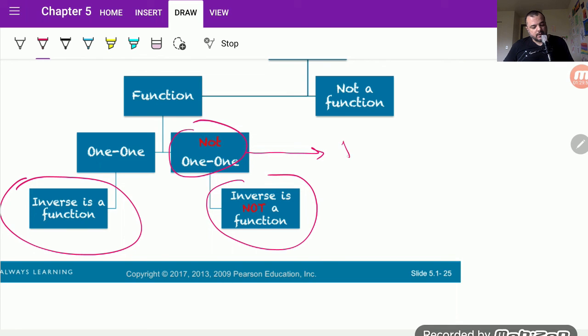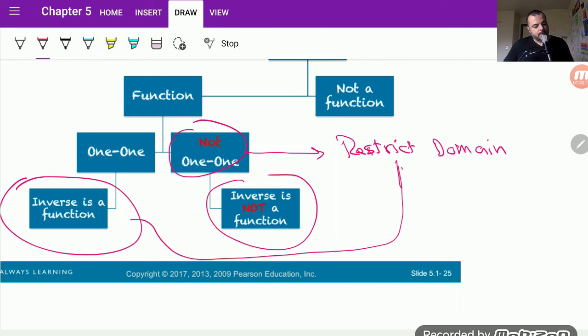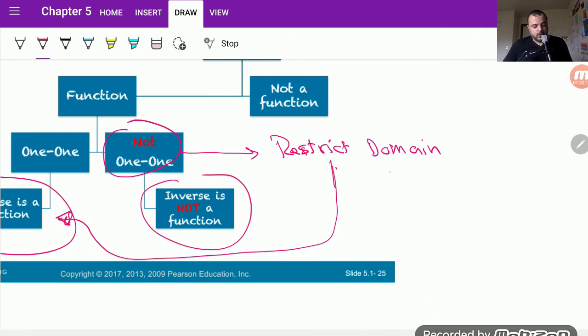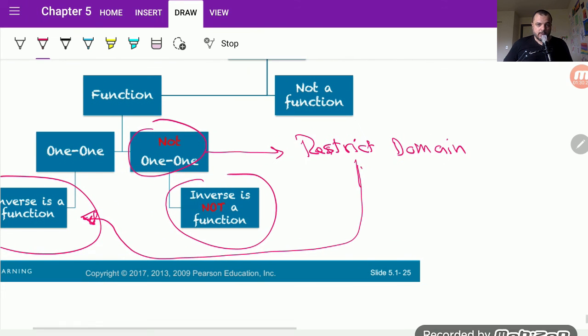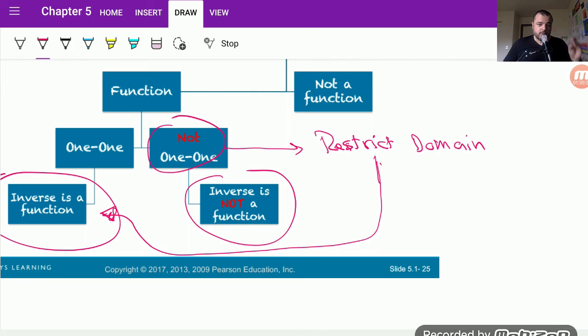We restrict the domain. When we restrict the domain, what do we get? We can produce an inverse. There is an inverse to this function. Restrict the domain, then f of x is going to be 1 to 1. After that, we can find an inverse to this function, and the inverse is going to be a function.